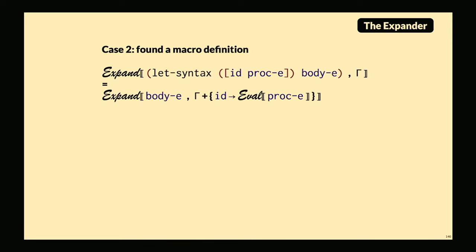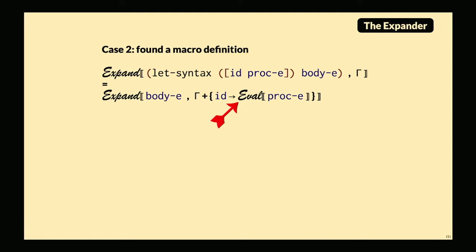Okay. Case two, we found a macro definition. The way you write a macro definition is you say let syntax, then you put the name of the macro, then you put the function that does the transformation, and then the transformation will be active inside this expression. So it's like a local macro. We seed gamma with some global macros, and as we're doing the expansion process, we might encounter some macros that are only being used in part of the term, and that's how we add things to gamma. Okay, now, I want to call your attention to this eval here.